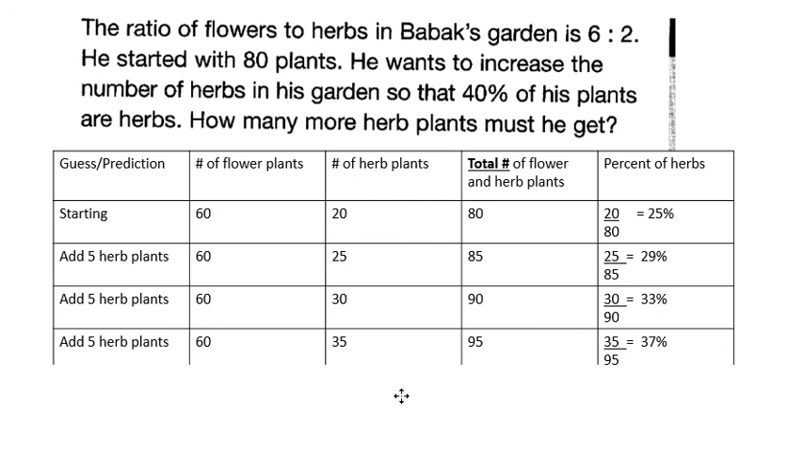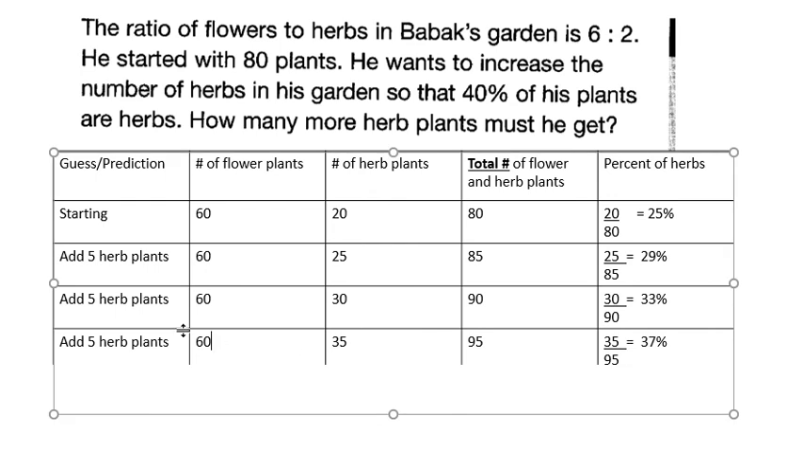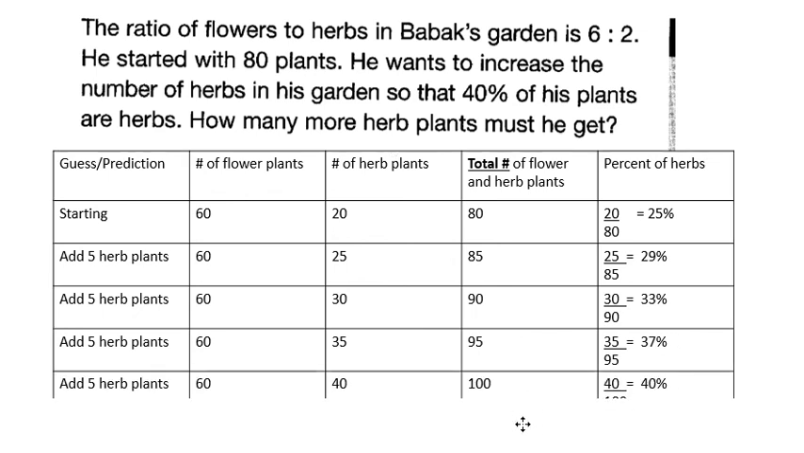So let's add 5 more plants. In this case, I added 5 more herb plants. Still, my number of flower plants has not changed. I still have 60 flower plants like I started. I added 5 more to bring me to 35 herb plants. And my total number of plants, my flower plus my herb plants, are now 95. 35 out of 95 are now herb plants, and the percentage is 37%, so I'm still too low. Let's go to the next.